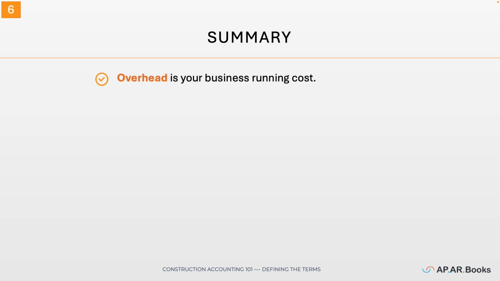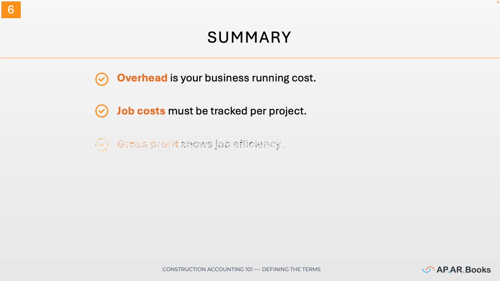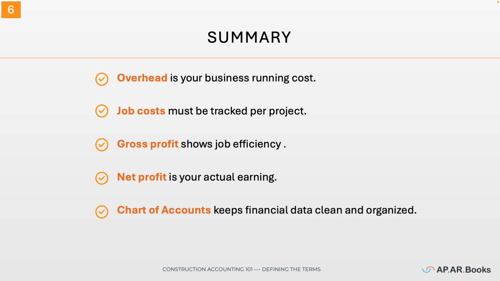Overhead is the cost of running your business, things like rent, admin, and insurance. Job costs must be tracked per project so you know what each job really costs. Gross profit shows how efficiently you're managing each job. Net profit is what you actually earn after covering all your costs. And your chart of accounts keeps your financial data clean, organized, and easy to understand. Get this right, and you will have a clear picture of your business and your profits.